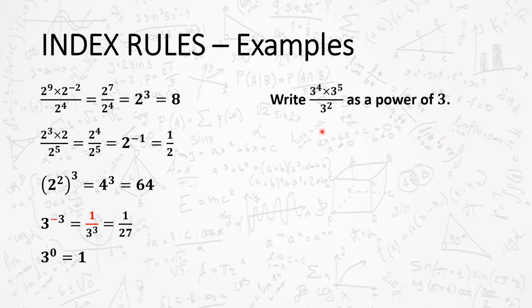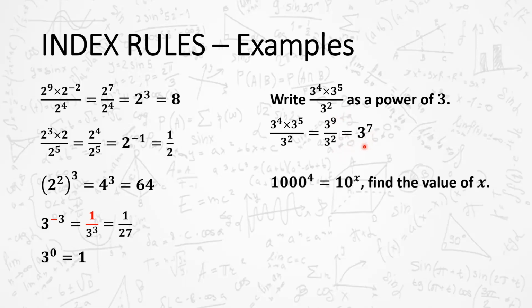Okay, so next one, write 3^4 times 3^5 over 3^2 as a power of 3. So all we need to do is group them. The numerator gives us straightforward 3 to the power 4 plus 5, that gives us 9, over 3 to the power 2. Then division gives us subtraction, 9 minus 2 gives us 7, so the final answer as a power of 3 is 3 to the power 7.